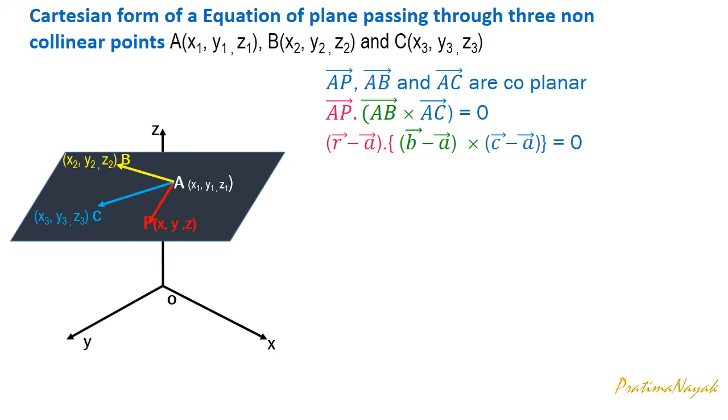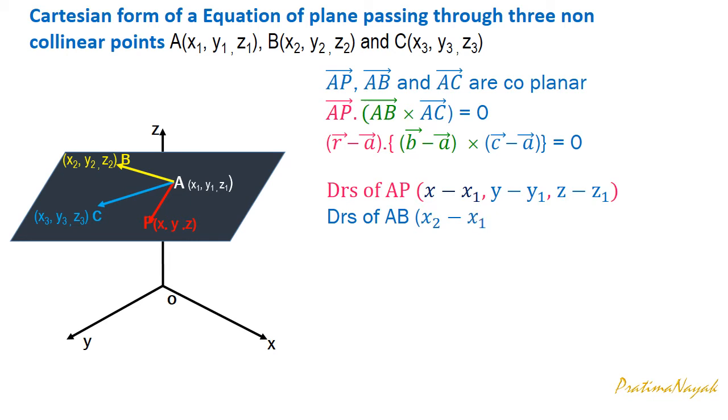Now taking point P as x, y, z, an arbitrary point, we will get the direction ratios of AP as x minus x1, y minus y1 and z minus z1. Similarly, direction ratios of AB are x2 minus x1, y2 minus y1 and z2 minus z1. Direction ratios of AC are x3 minus x1, y3 minus y1 and z3 minus z1.